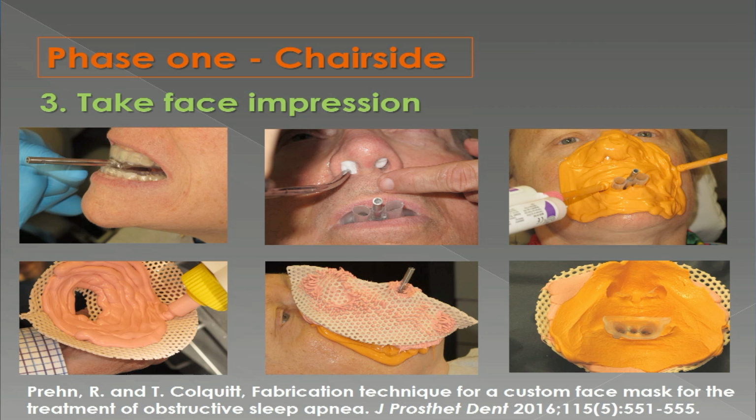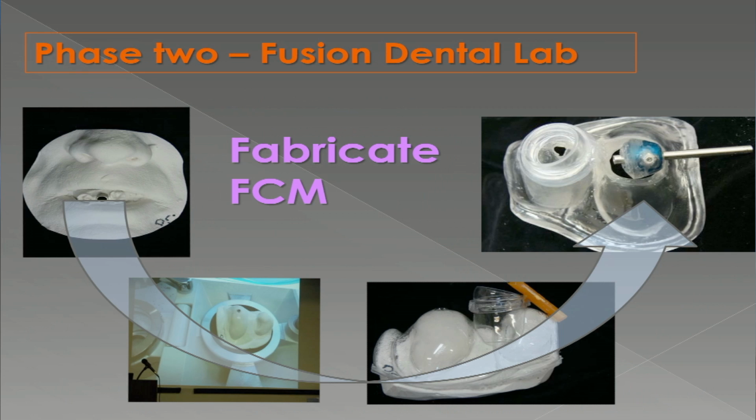It is so detailed. You can see the folds on the face. This is going to be the border of the mask. You can see the nose, the nares, and a perfect representation of the face. You send that to the lab, and in the lab, we pour it up in plaster. There's the breathing tube you can see in there, transferred with it.